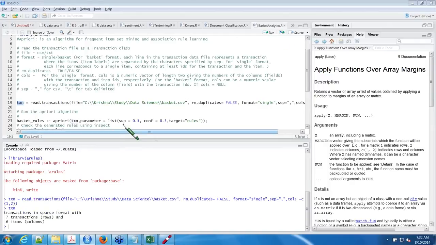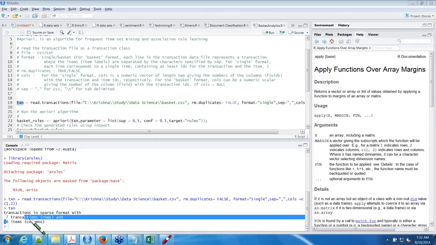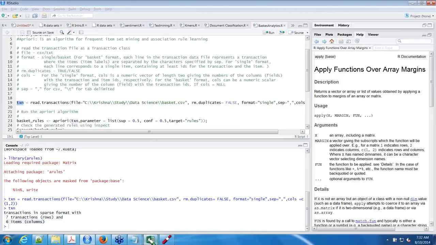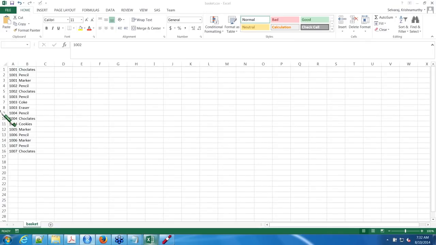When you read this data set, we have 7 transactions. Previously it showed 7 rows and the number of columns. If you look at the transactions, 7 transactions have been done and 6 items purchased. If you take the uniqueness of these, there are 6 products purchased.